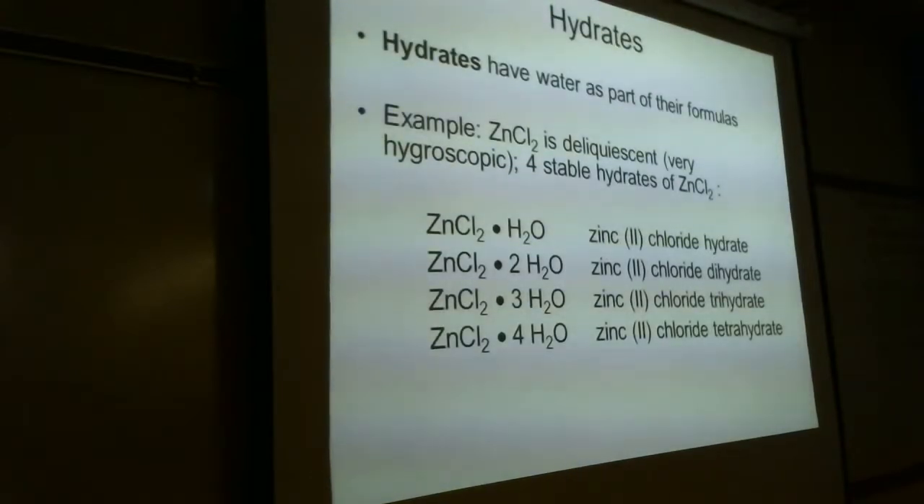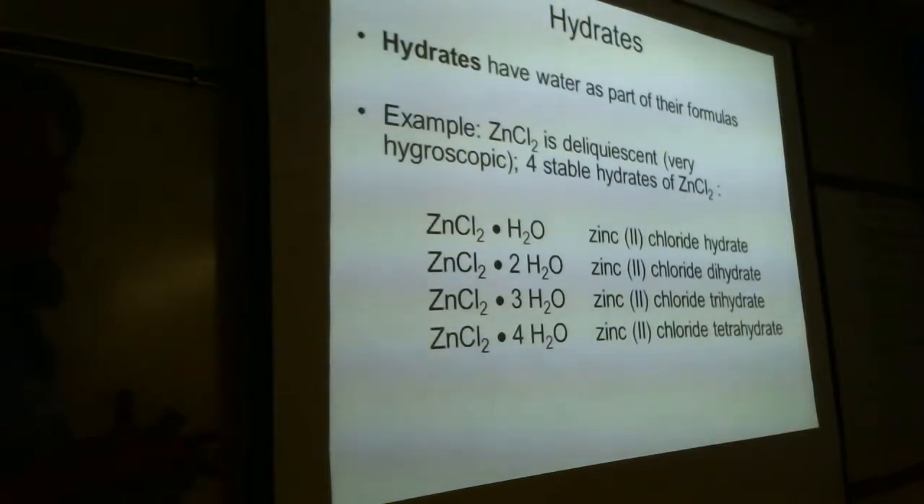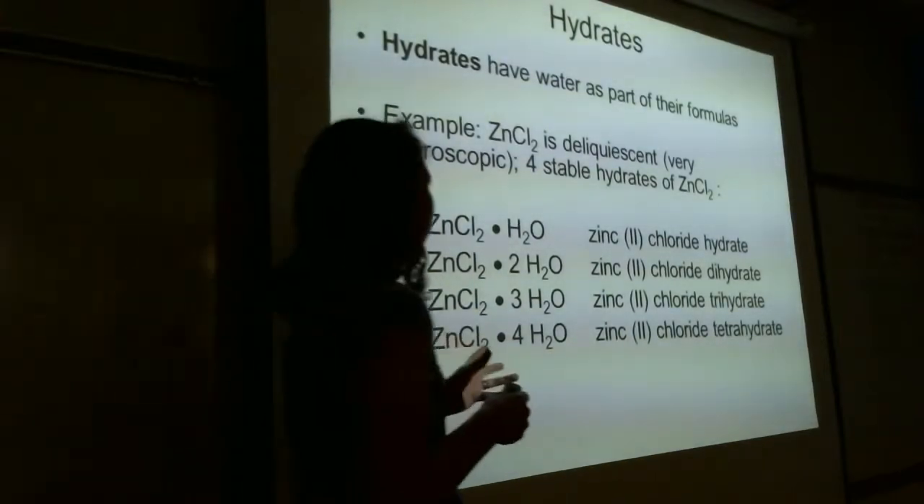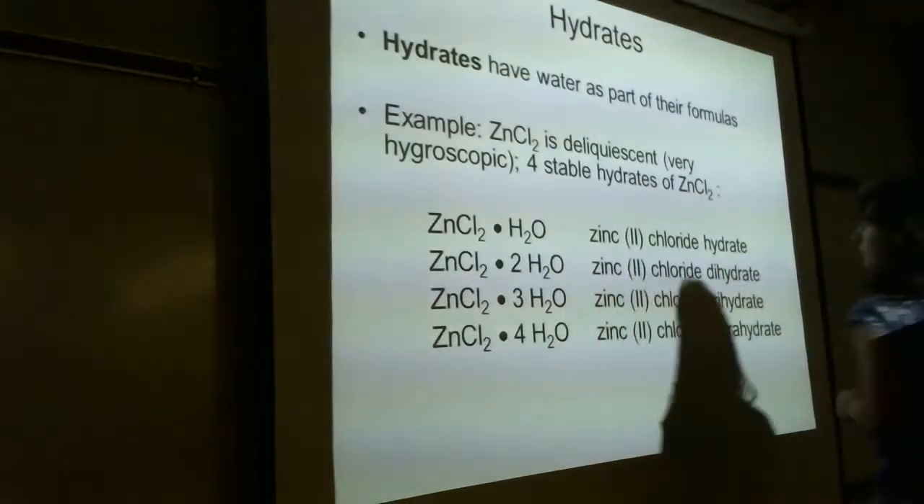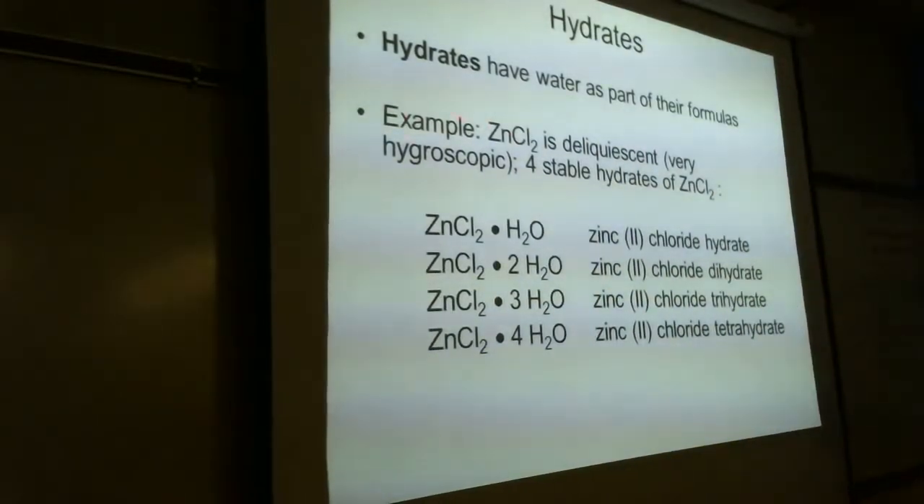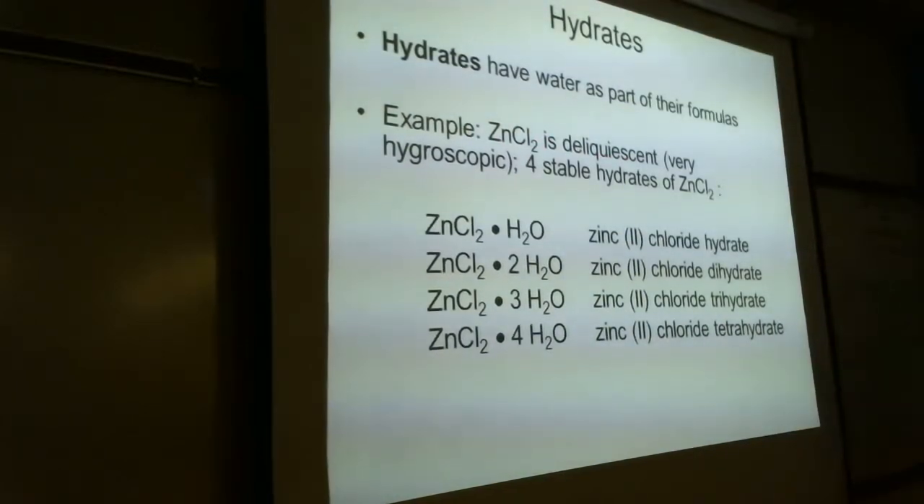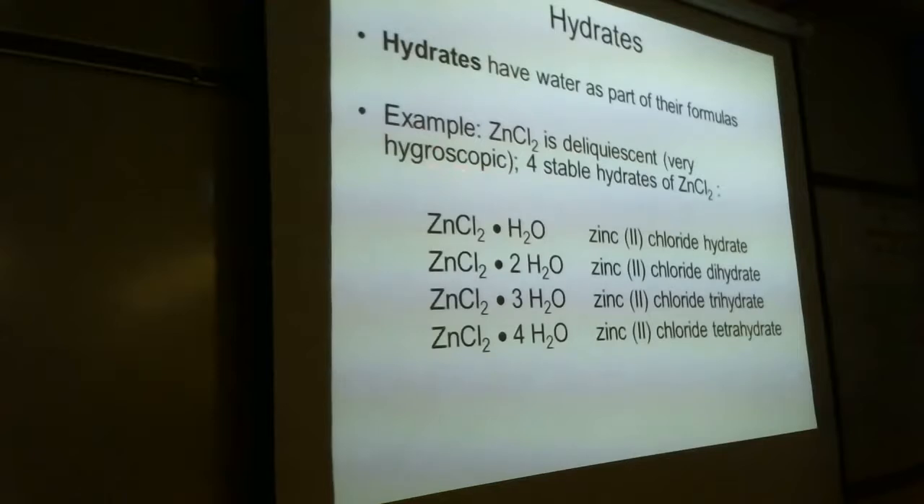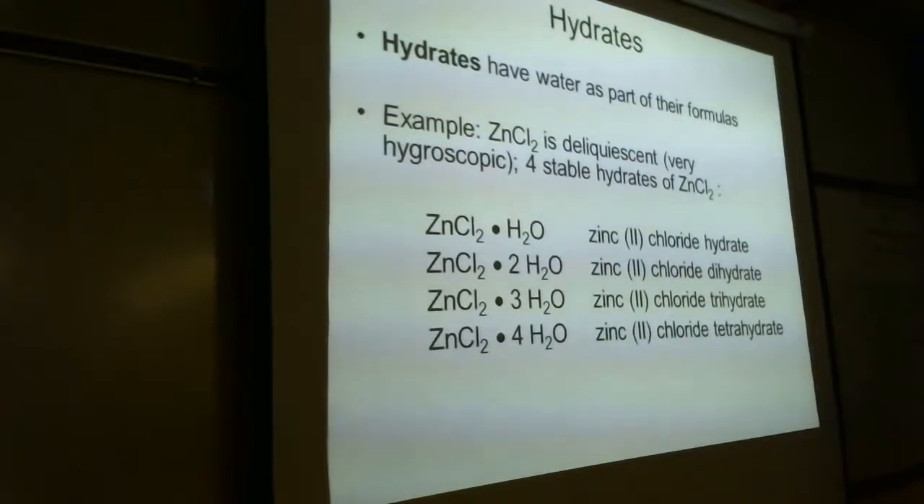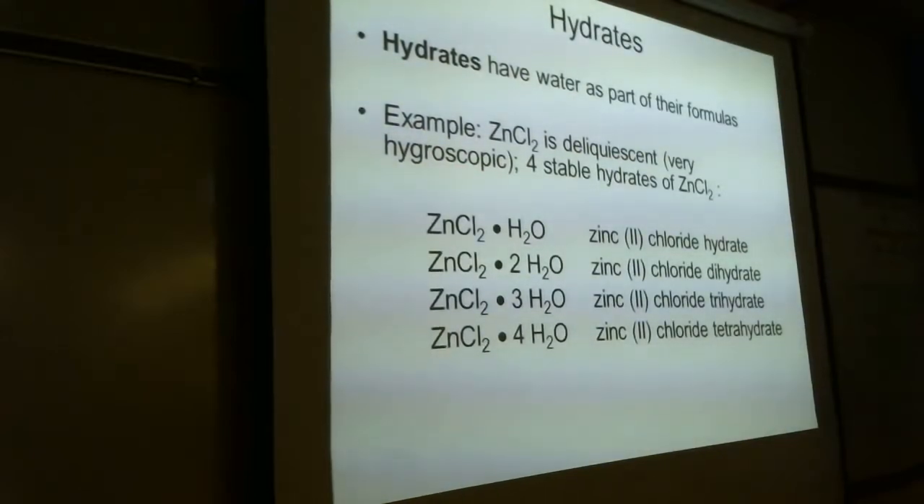All right, let's talk about hydrates. Hydrates have water as part of the formula. We're going to be doing an experiment in a few weeks involving hydrate. So, for instance, this substance is deliquescent. That's your word of the day. It means very hygroscopic. Oh, what does that mean? Hygroscopic means it absorbs water from the atmosphere.